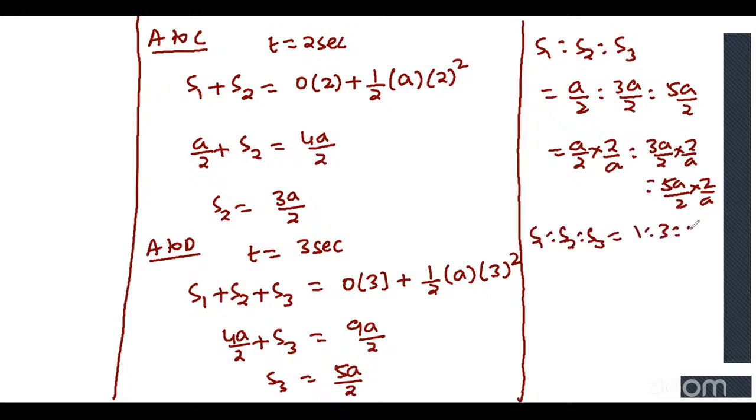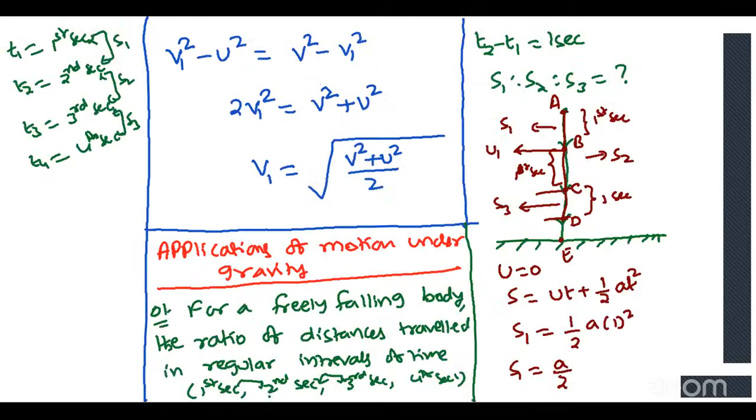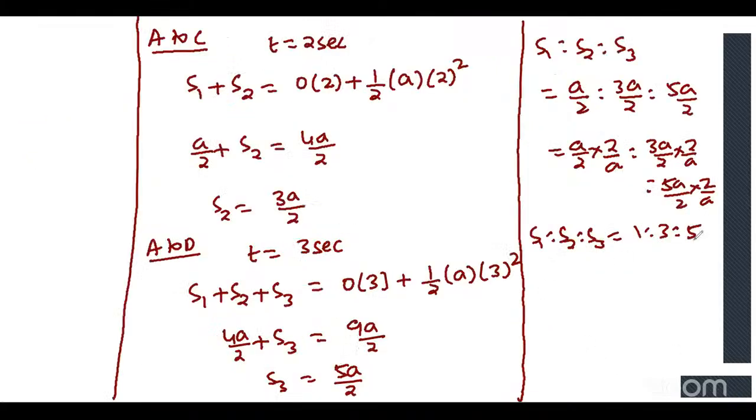So whenever a body is falling freely, or whenever a body is moving with a constant acceleration, in regular intervals of time, highlight this one, the ratio of distance traveled is 1 is to 3 is to 5 and so on.